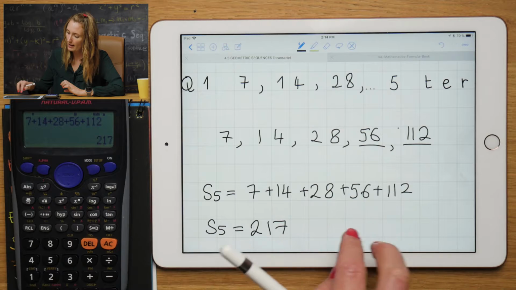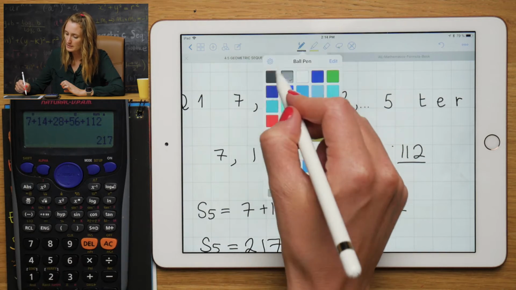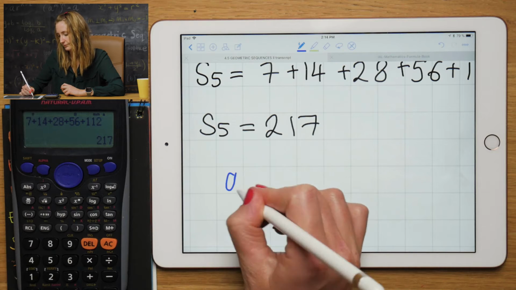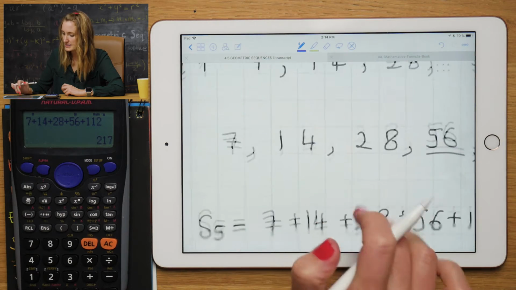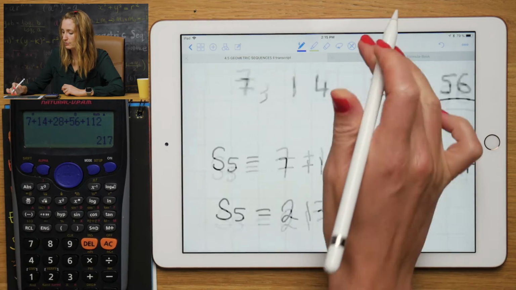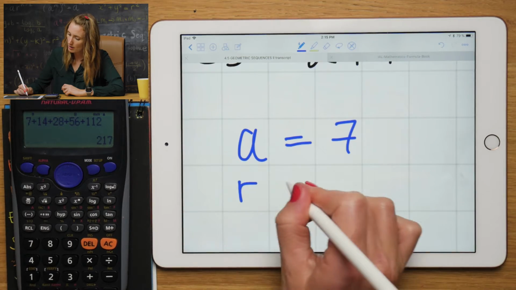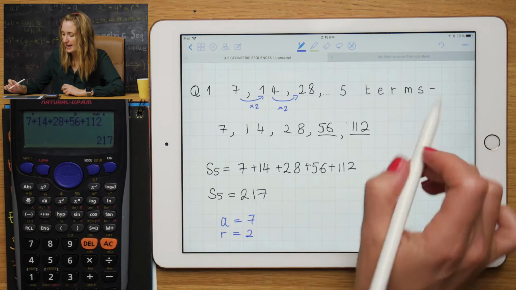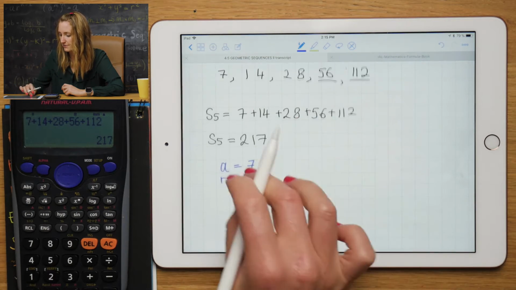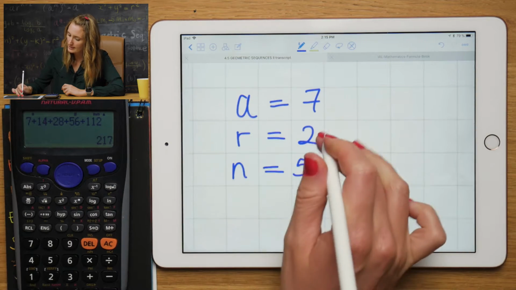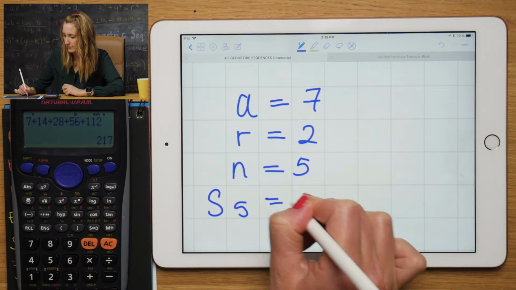So if we go back to our example, we need to identify A, the first term. A is 7. Identify R. Well, each time we're multiplying by 2, so R is 2. And then we need to say how many terms they want. They want the first 5 terms, so N is 5. And we need to calculate S5.